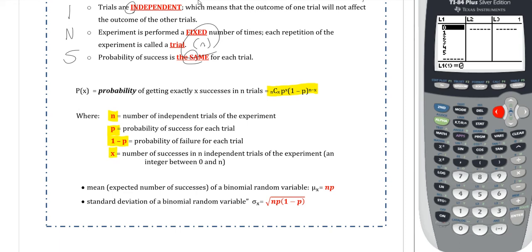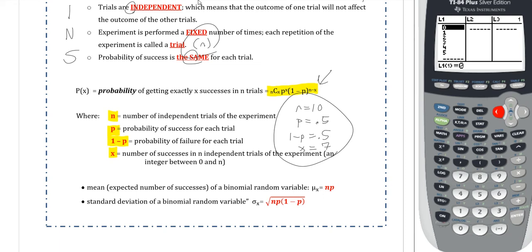For example, when I did the flipping a coin example, if I flip a coin 10 times and I want to see the likelihood of getting 7 heads, well, n for that situation would be the 10 times I flip a coin. p would be the probability of getting a head, which is 0.5. 1 minus p, the probability of getting a tail, would also be 0.5. And the number of heads I'm looking for would be 7. So those would be all the values I would need. Again, we'll talk a little bit more about what this formula does in just a moment.